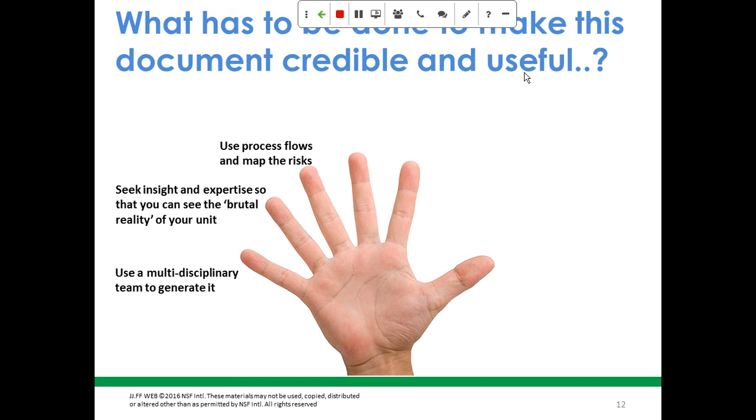We see process flows and mapping processes to be very, very useful in assessing and identifying risks. We, of course, want you to use the standard scoring system in ICH Q9, where you help score each of the risks against the likelihood of high severity, high reoccurrence, and high detectability. And I'm going to explain that a little bit better in a moment.